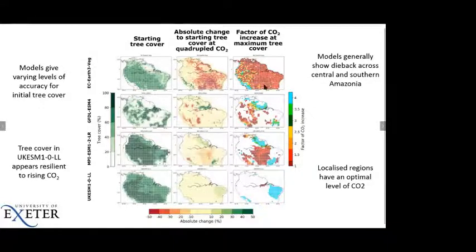Now on the right column, what I've done is plotted the factor of CO2 increase for which tree cover reaches its maximum. What's of particular interest is there seems to be an optimal level of CO2 for which tree cover reaches its maximum. In particular, these orange and yellow regions indicate tree cover would reach a maximum at around 600 parts per million before decreasing again.